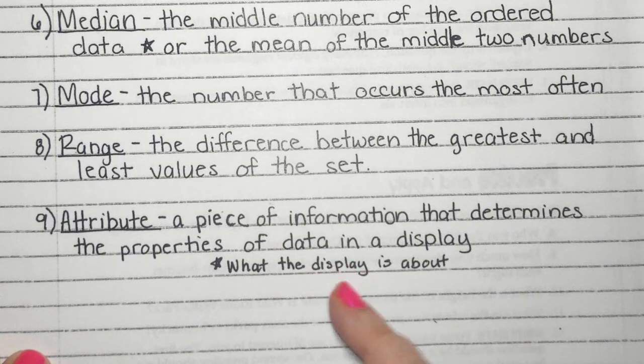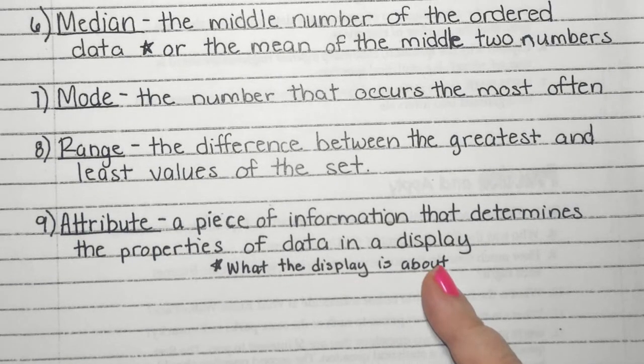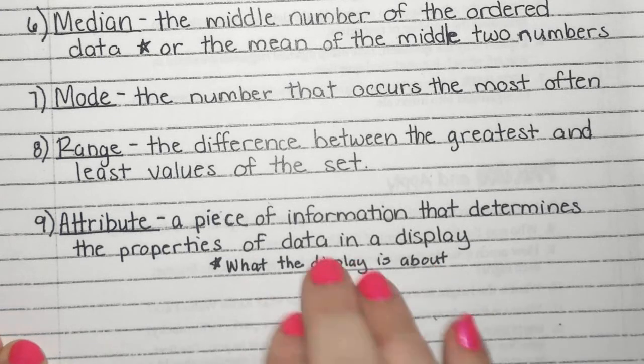So a display could be a graph, a chart, or a table. The attribute is going to tell us what that chart, graph, or table is about. Usually you can find this in the title. Okay, so the attribute is what our display is talking about.